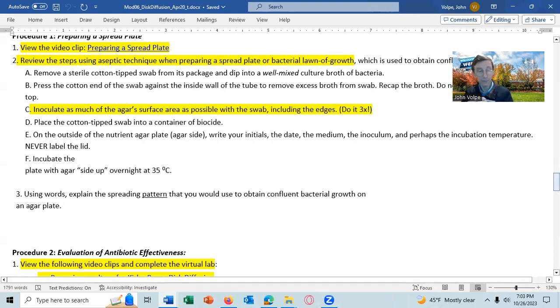The reason for doing the swab everywhere on the plate and doing it 3 times is you want the bacteria to grow everywhere on the plate. We call that a lawn of the bacteria.